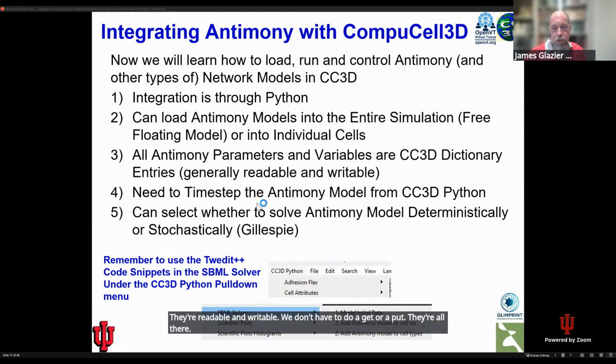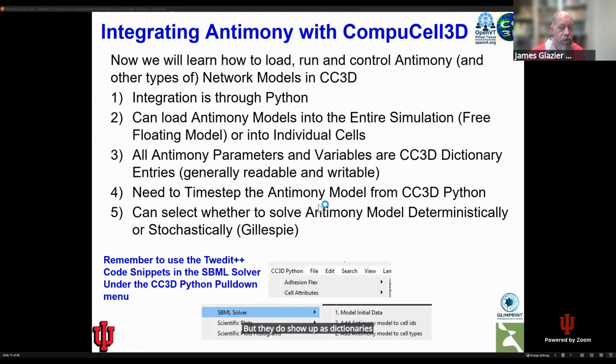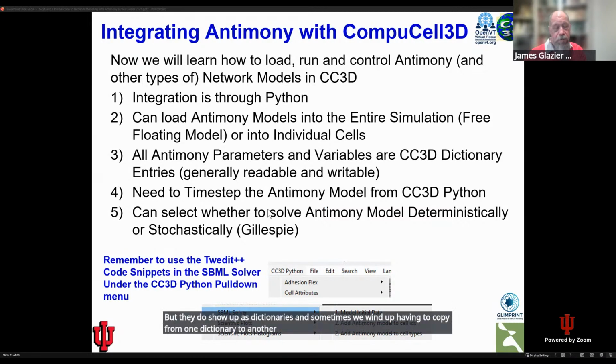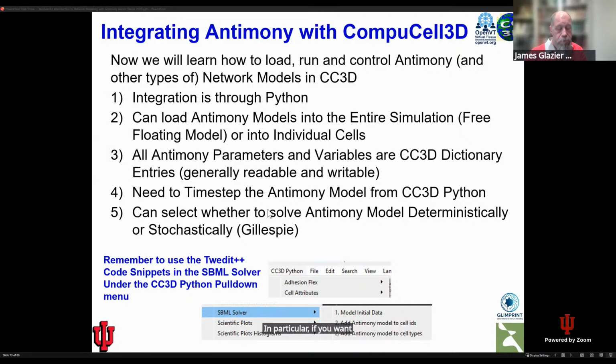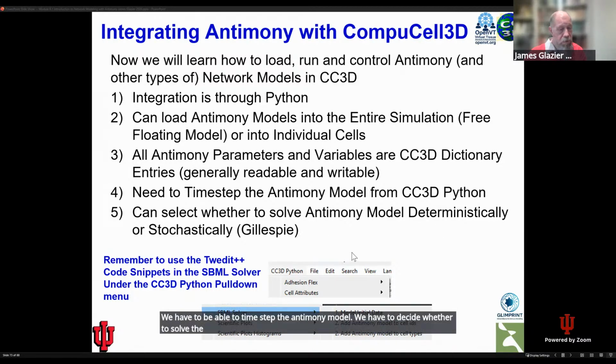But they do show up as dictionaries, and sometimes we wind up having to copy from one dictionary to another. In particular, if you want to do tracking fields, the tracking fields will have to copy the value from the network into the tracking field dictionary. We have to be able to time step the Antimony model. We have to decide whether to solve the Antimony model deterministically or stochastically, and we can also do some parameter adjustments on the network solvers themselves.